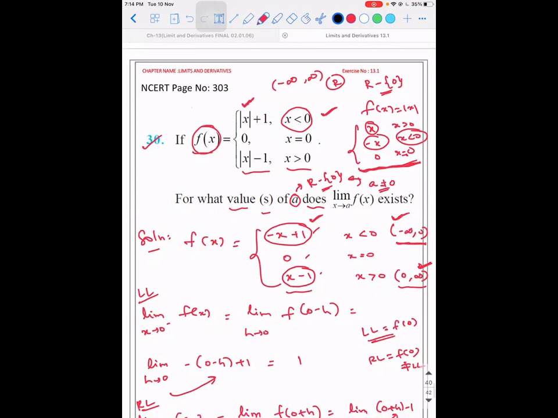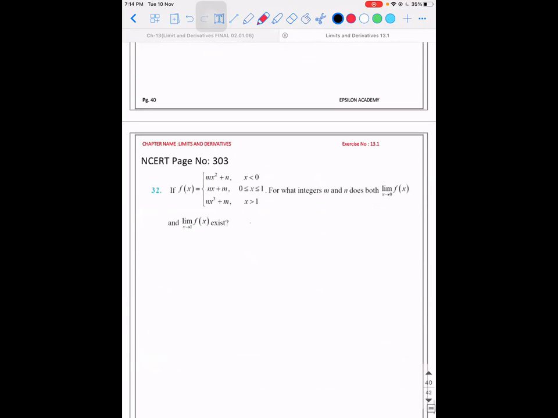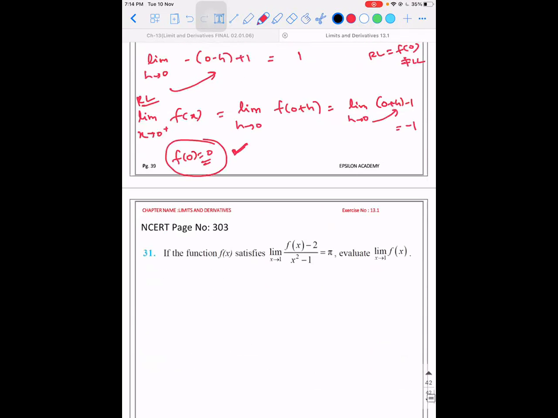So there are two more problems left out. This we will see tomorrow. After this, we will start differentiation. So tomorrow's class, we'll start differentiation. It's simple. It's not very tough. So I suggest you all practice this exercise.